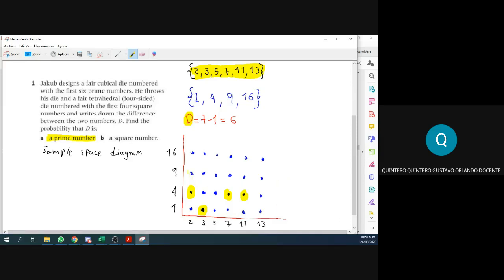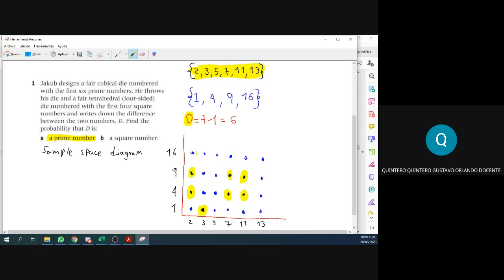This is the beauty of the sample space diagram. All right, let's continue. 2 minus 9 is 7. Or negative 7, but whatever. We only want the positives, right? 9 minus 3, 6. No. 9 minus 5, 4. No. 9 minus 7, 2. Beautiful. 9 minus 11, 2. Beautiful as well. And 9 minus 13, this thing is 4. So no. How about with 16?